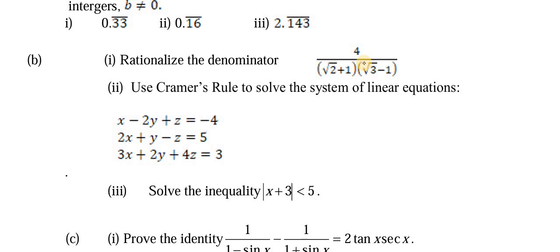So question number B, they're saying use Cramer's rule to solve the system of linear equations. And whenever you're given a system of equations, that requires us to use Cramer's rule. And you're given three letters, there's X, Y, and Z.